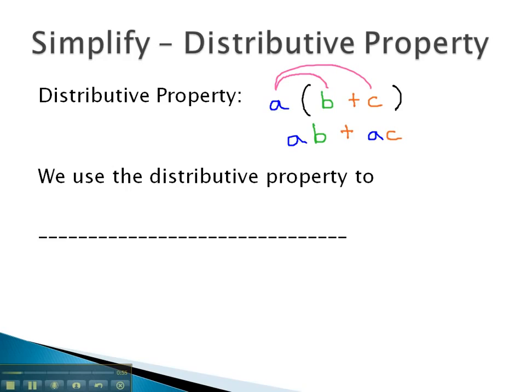The advantage of the distributive property is we can use it to clear parentheses. We clear the parentheses by multiplying the number out front by both of the terms on the inside. Let's take a look at some examples where we are allowed to do just that.